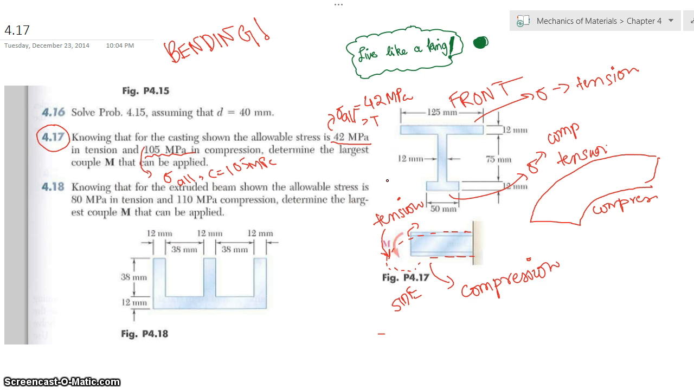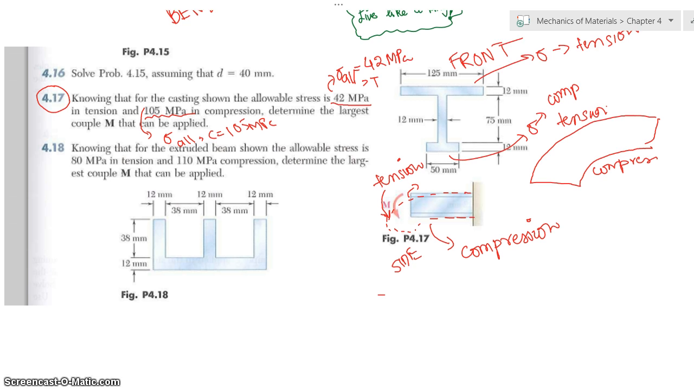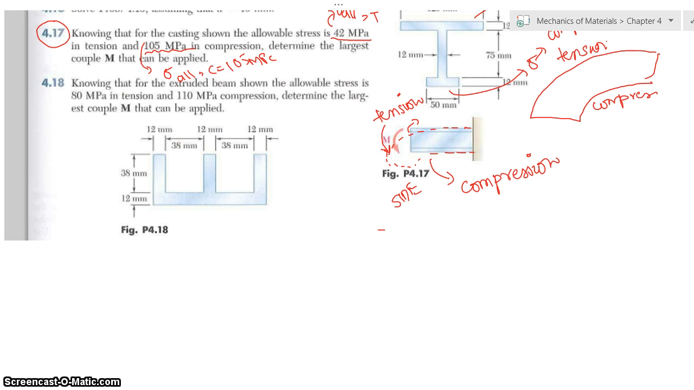The first thing I have to do is find the center of gravity. Why do I have to find the center of gravity? Because this is a non-symmetric shape. Whenever I have a non-symmetric shape, the first thing I'm going to find is the center of gravity. Sorry for this horrible diagram, but let's make do.